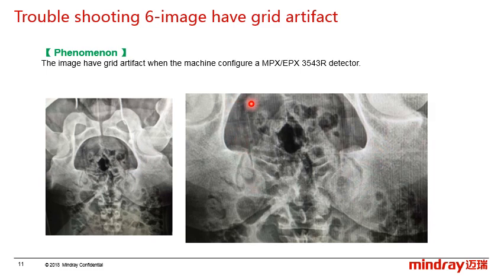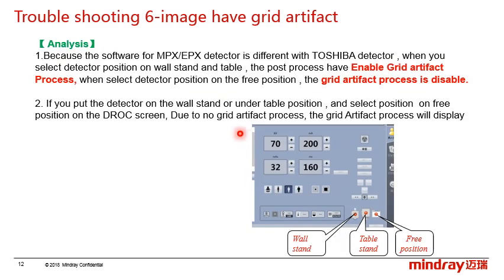As you can see in the picture here, this is the grid. So why does the image have the grid artifact when configuring the Murray detector? Because the software for the Murray detector is different from the Toshiba detector.